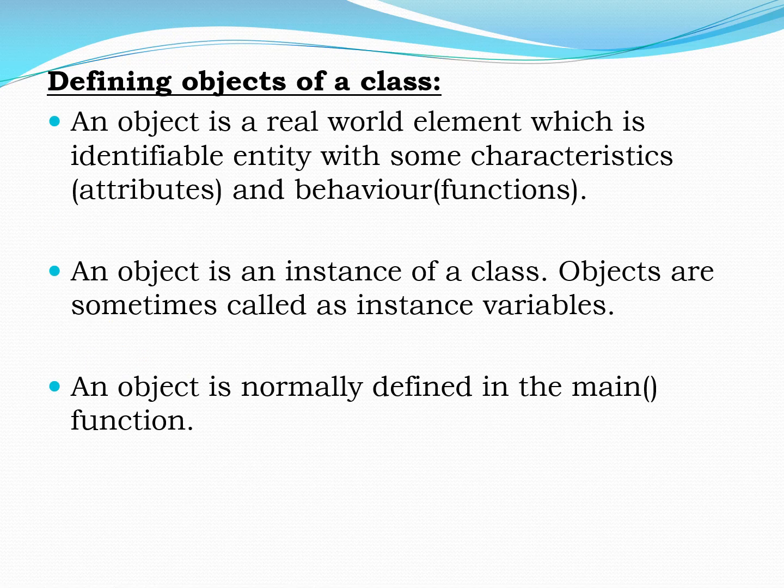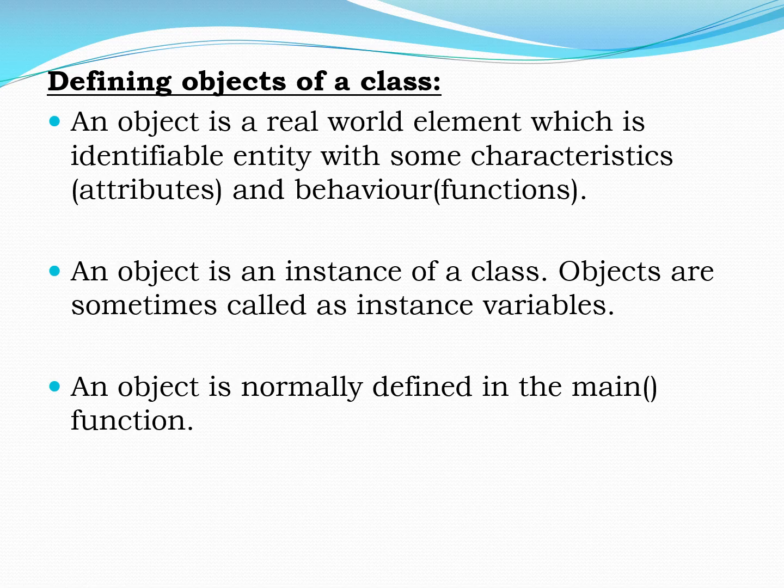Defining object of a class. A class provides a blueprint for an object. So basically, an object is created from a class. We declare an object of a class with exactly the same sort of declaration that we use to declare a variable of a basic type. An object is a real world entity, an identifiable entity with some character, that is nothing but attributes, and behavior, that is nothing but your functions.